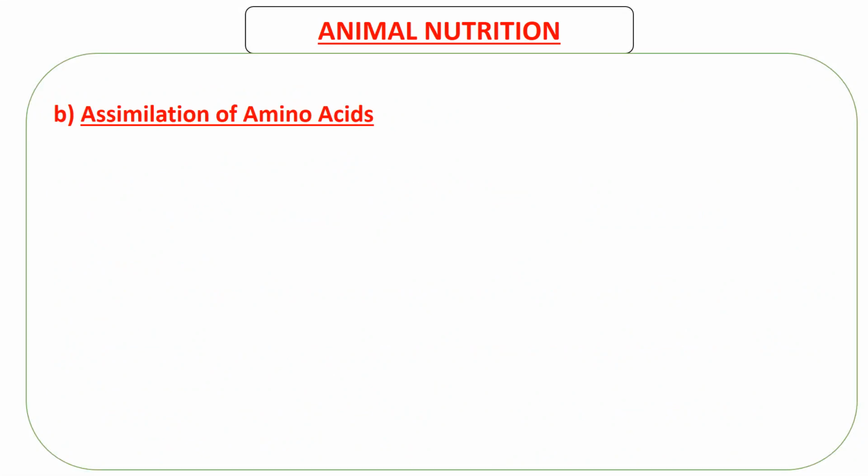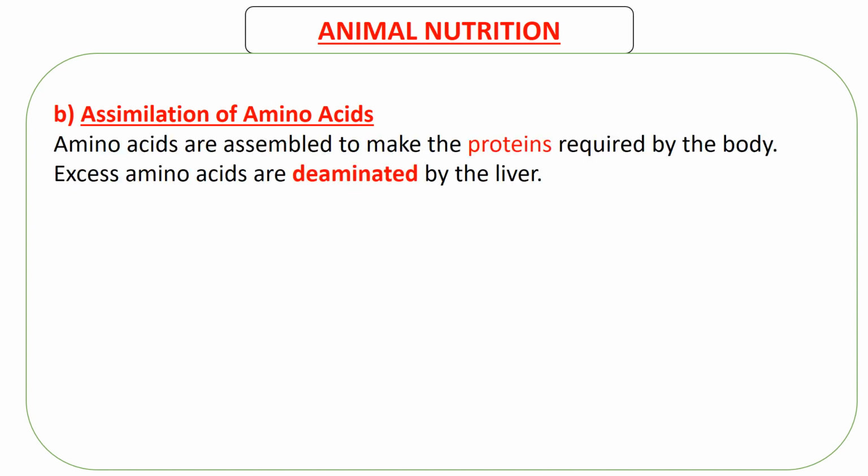Next, we go to amino acids. Amino acids are assembled to make the proteins required by the body. Excess amino acids are deaminated by the liver. So, of course, your body needs proteins. For example, if you break your fingernail, if you cut yourself, you need proteins to rebuild. You need proteins to repair. You need proteins to grow. Okay, so when amino acids are taken inside the body, they are put together to make proteins, so that there should be some proteins for repair, for growth, for replacement of damaged tissues and the likes.